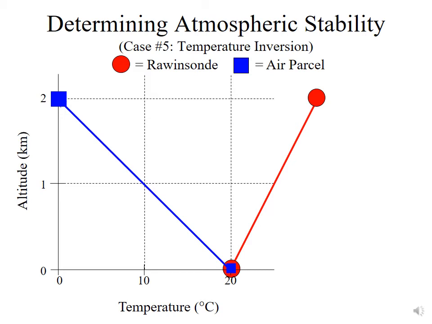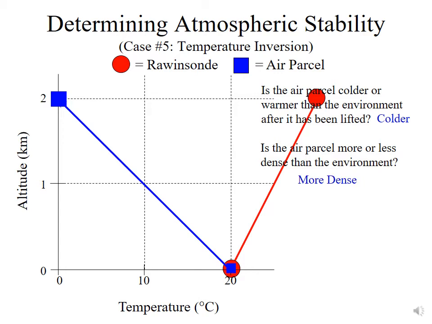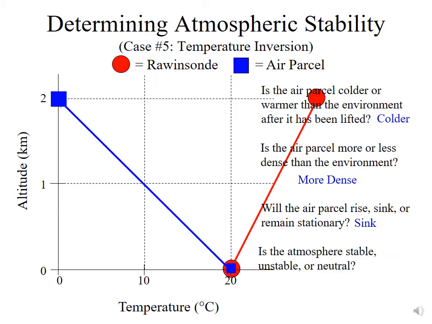We can walk through our thought process again. Is the air parcel colder or warmer than the environment? Much colder. Is the air parcel more or less dense than the environment? Much more dense. Will the air parcel rise, sink, or remain stationary? It's going to sink. Is the atmosphere stable, unstable, or neutral? Very stable. And the only difference in all 5 of these different cases was the environmental lapse rate.